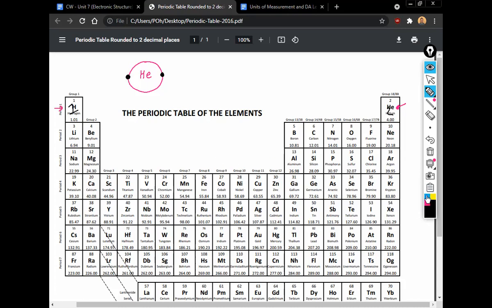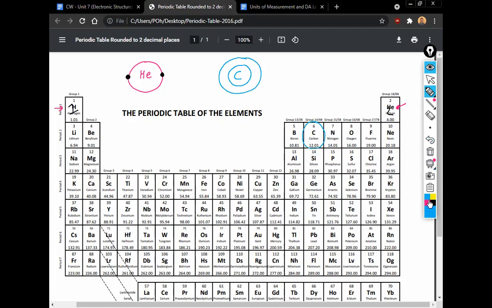Let's do carbon now. Which row is carbon in on the periodic table? Second row, yeah. So for carbon, we would draw 1, 2 shells around it because carbon is in the second row. Second row means 2 shells.